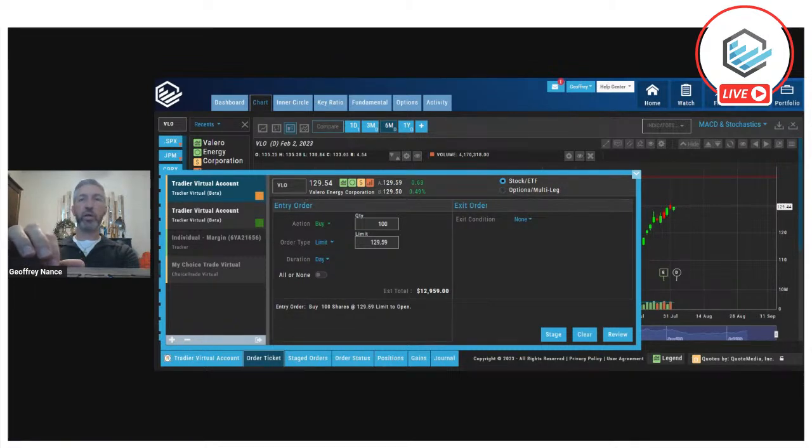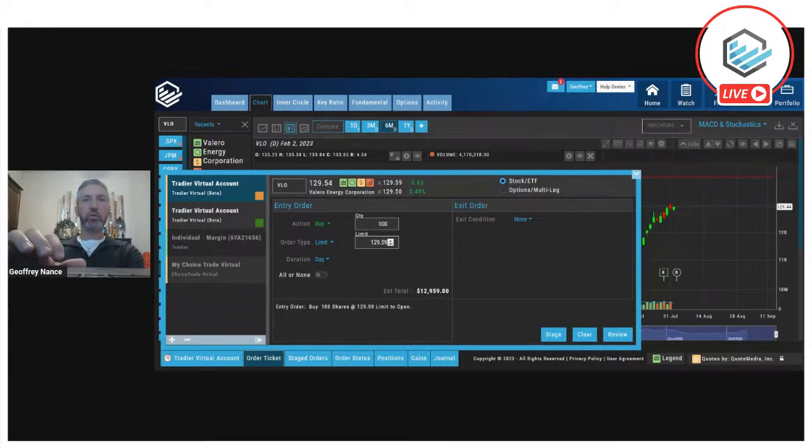Now you can see on this one that it's $129.50 for the bid, $129.59 for the ask. That's a bit uncommon. We don't see that a lot. You don't see that kind of discrepancy between the bid and the ask. But if that was the case, I may not want to pay $129.59.